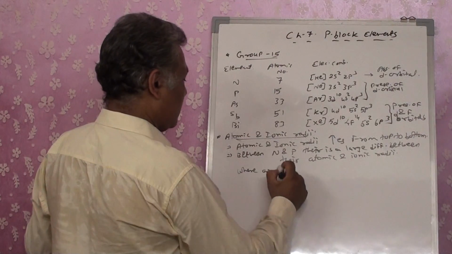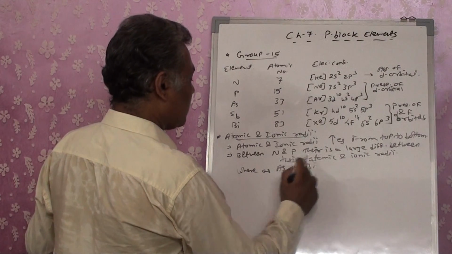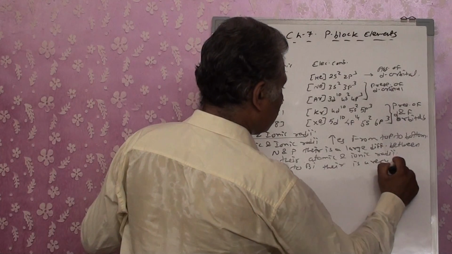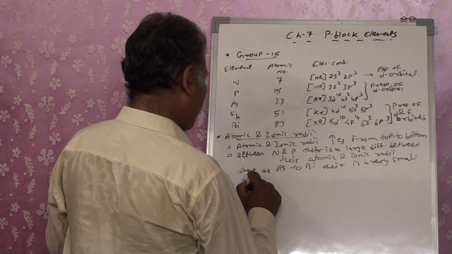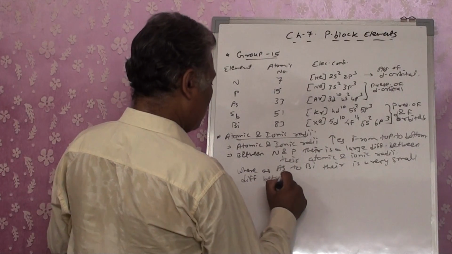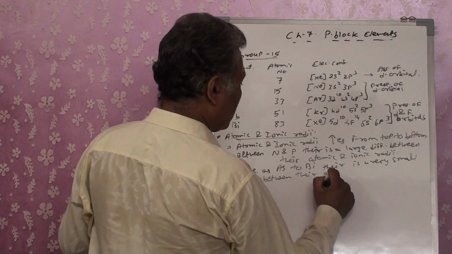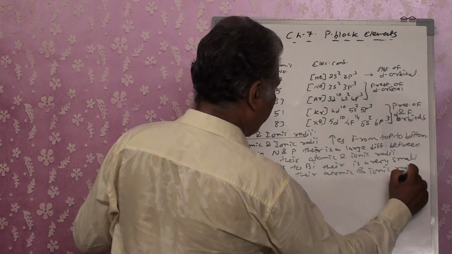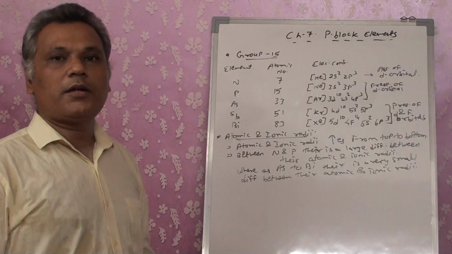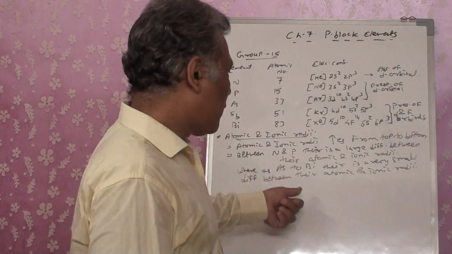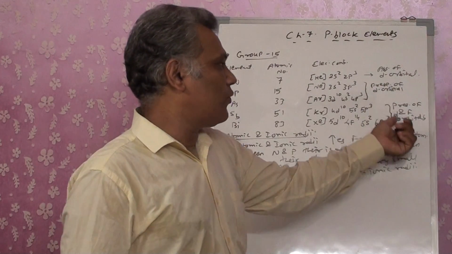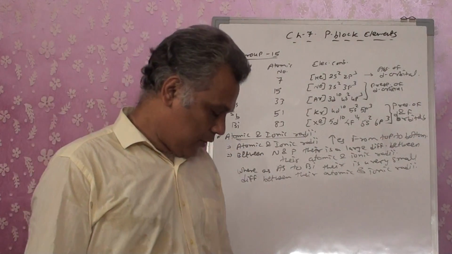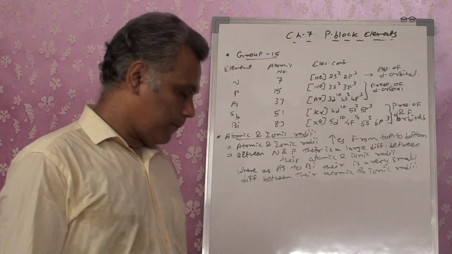Whereas for the rest of the elements, arsenic to bismuth, there is a very small difference between their atomic and ionic radii. There is a very small difference between the atomic and ionic radii of these, because again this is because of the d and f orbitals that exist in the rest of the higher elements. So there is a difference.